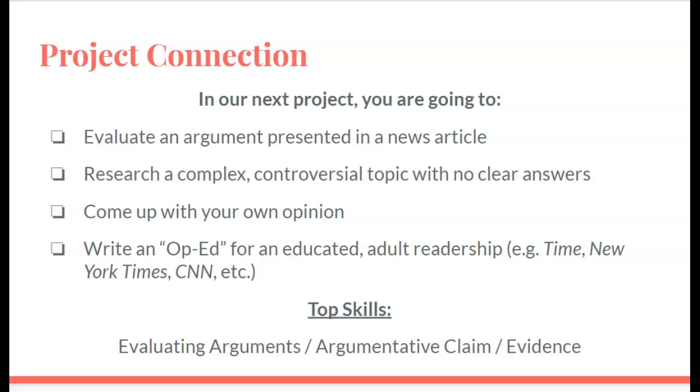After you complete checkpoint 1, we'll start with checkpoint 2 through the rest of the project, and in those checkpoints, you will be creating your own argument, and you'll choose a complex topic that has two sides. You'll do research to find evidence, you'll come up with your own opinion, and you'll write an op-ed or an opinion editorial where you are stating your argument. And you're writing that for like an adult viewership, people that would want to learn about that issue and learn about that topic.